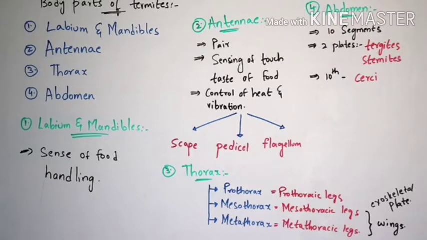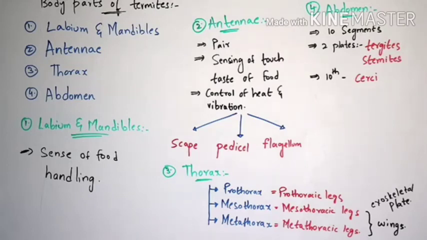Normally there are 10 abdominal segments, which you can see in termites, and the abdomen region consists of 2 plates, the tergites and the sternites. Coming to the next one, in the 10th segment of the abdomen you can see cerci. Cerci are a body part present at the end of the abdomen, that is, at the end of the body of the termite. The main function of the cerci is that they help in the process of copulation, that is, in the exhibition of sex.